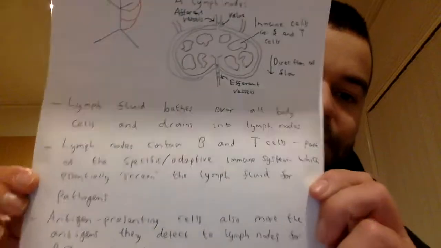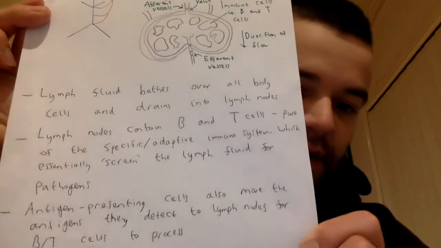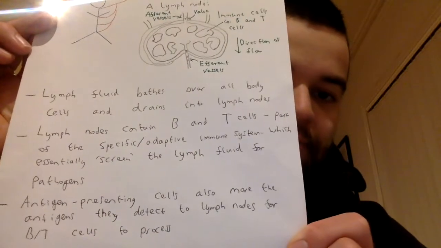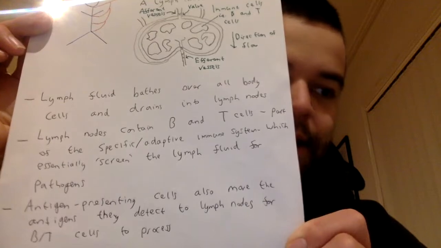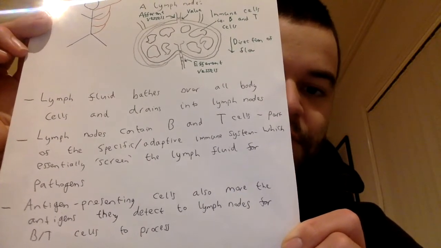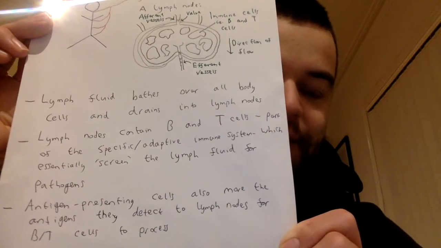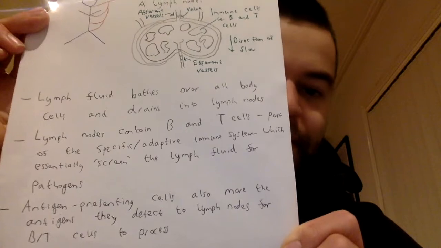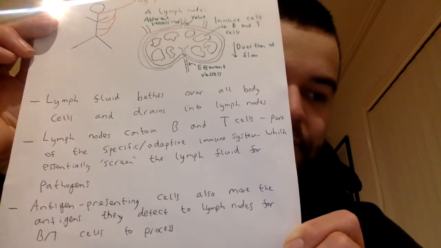So just down the bottom there, I've got some extra information about that, just really what I was talking about there. So yeah, lymph fluid goes over all your body cells and it drains into lymph nodes. Lymph nodes contain B and T cells, which are part of the specific immune system, which we'll look at next lesson. And they screen the lymph fluid for any pathogens that may have been picked up. And then antigen-presenting cells also move to the lymph nodes for B or T cells to process what they have found.